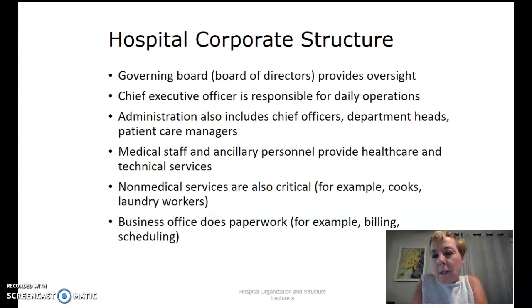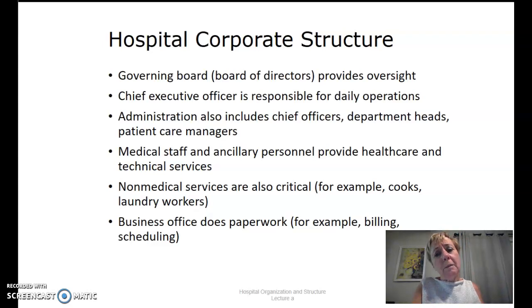Okay, so we talked about the kinds of hospitals in the first one, and now we're going to visit about the structure of a hospital. And the reason why this is important is as you progress through the program, they will talk about these people, and everything you learn from here on out, they're going to assume that you know who everybody is that they're talking about in that hospital structure.